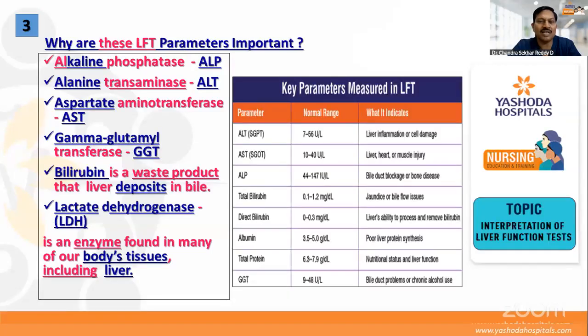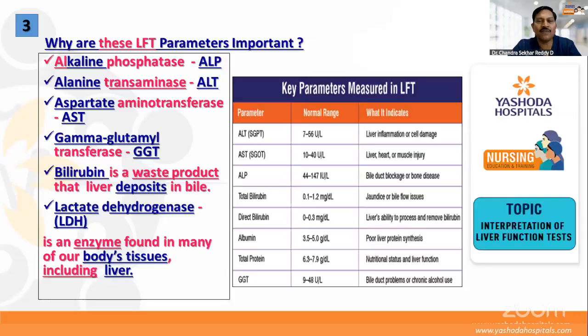So another enzymes are alkaline phosphatase, and another enzyme is the gamma glutamyl transpeptidase. These mainly indicate there is obstruction in the biliary system, like cholestasis we call. So if there is any obstruction in the biliary system, then the alkaline phosphatase and gamma glutamyl transpeptidase levels are elevated.